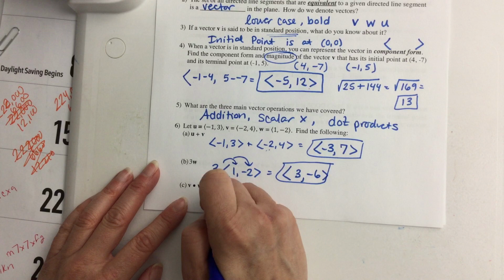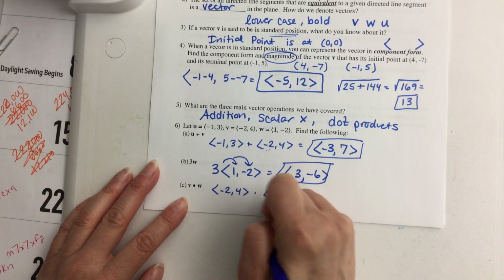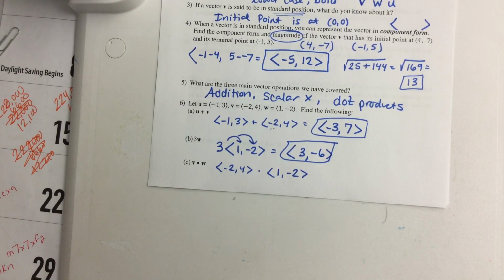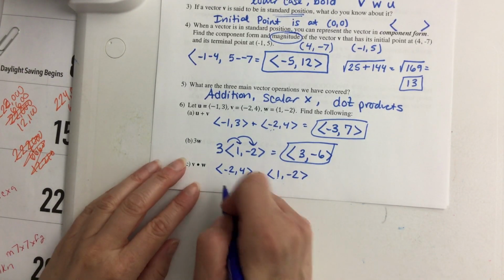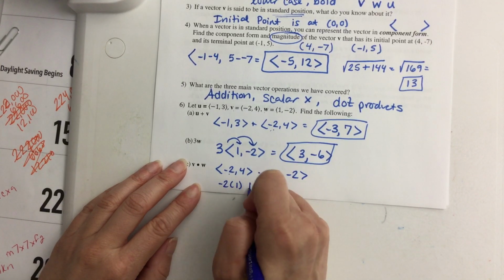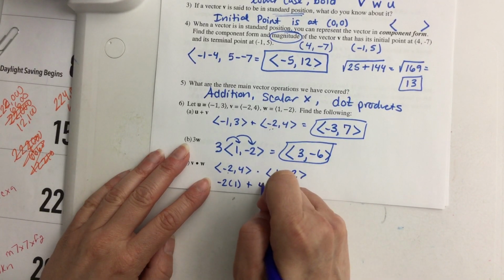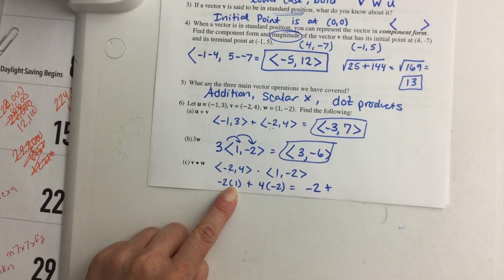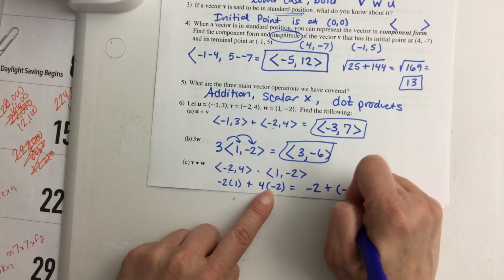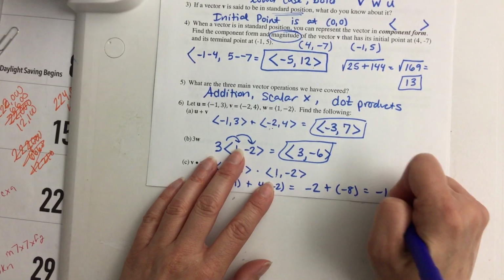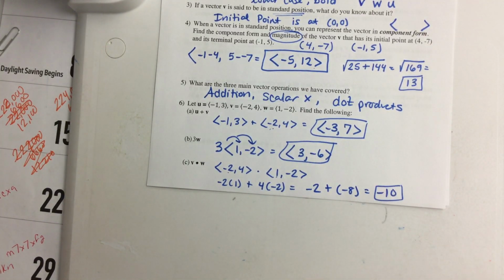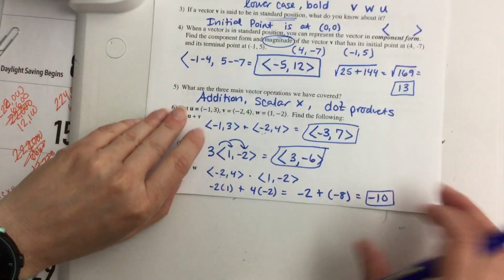Now dot product. I'm going to go ahead and write this just so I can make sure that I point out the correct values. Okay, dot product. Your solution will be one single number instead of an actual vector in component form. Remember, you multiply the x values together. So it's -2 times 1 plus, then you multiply the y values together. 4 times -2. Well, negative 2 times 1 is negative 2, plus 4 times negative 2 is negative 8. Negative 2 plus negative 8 is negative 10. So there's an example of the 3 main vector operations that we covered in 6.3 and 6.4.